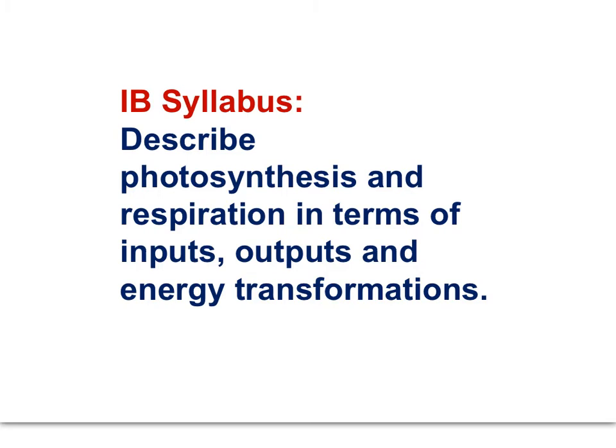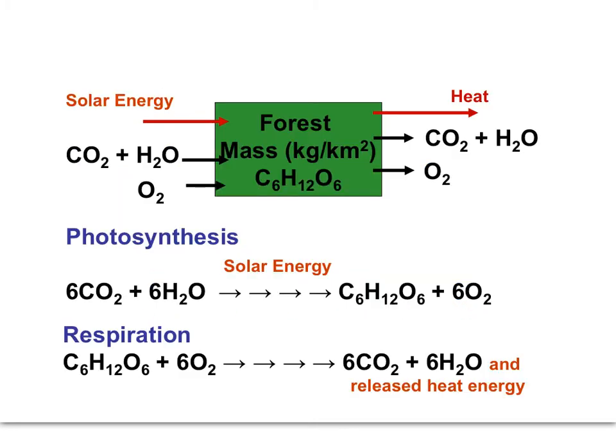So our discussion so far of photosynthesis and respiration brings us to a slightly higher level of detail, and here it is. Describe photosynthesis and respiration in terms of inputs, outputs, and energy transformations. This system diagram displays a forest that transforms carbon dioxide and water into glucose through photosynthesis. The system storage unit of kilograms per area of carbon is representative of a storage. Photosynthesis is a transformation of solar energy to chemical energy, the chemical energy in glucose.